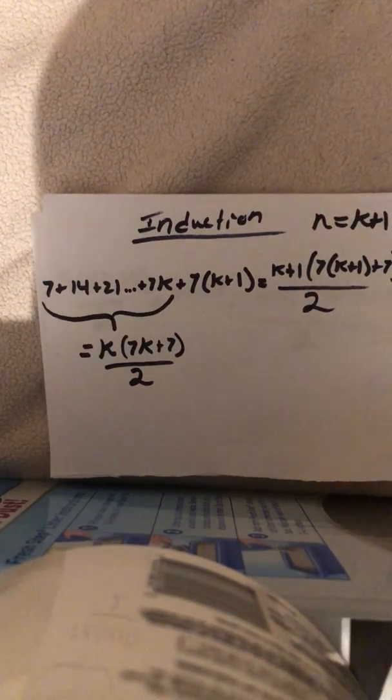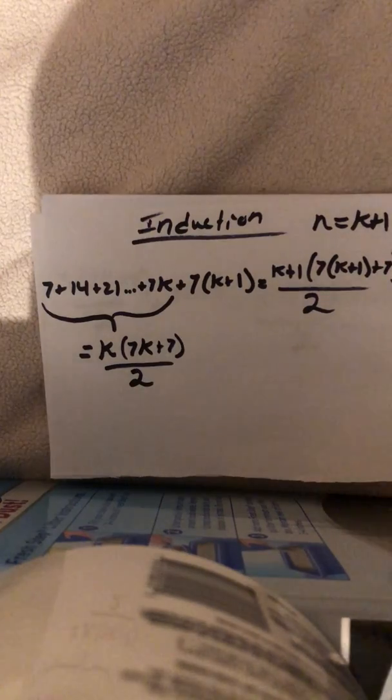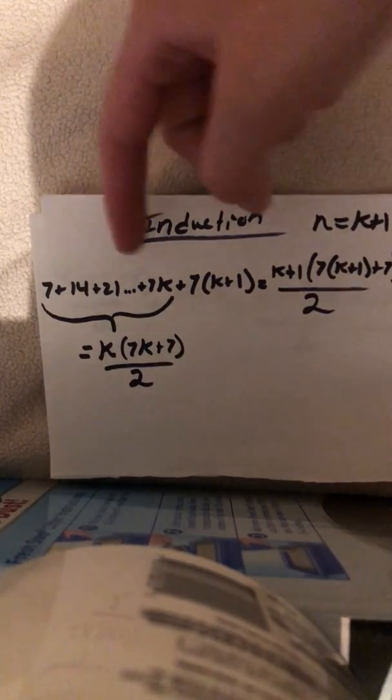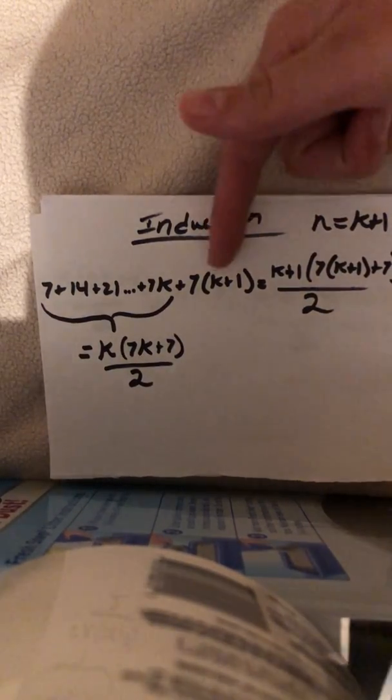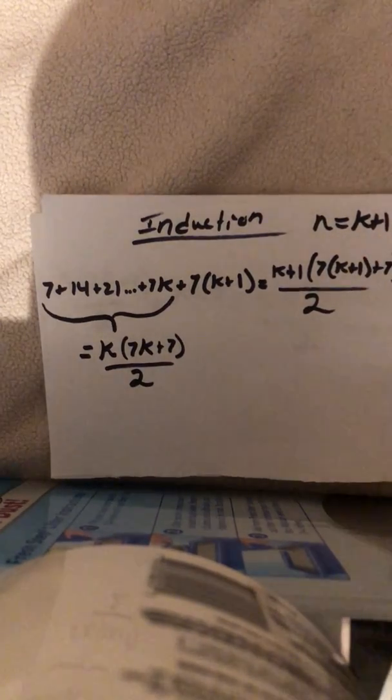Okay, so now what we're going to do is that we know the equation works for k. We want to make sure that it works for the rest of the numbers in our sequence. So to do that, we're going to look at the next term by setting n equal to k plus 1.